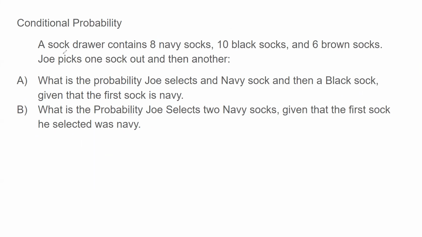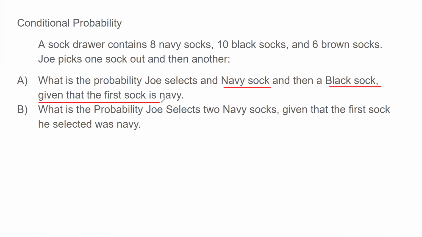Then the last one I got here is a sock drawer contains 8 navy socks, 10 black socks, 6 brown socks. Joe picks one sock out, then another. So what is the probability Joe selects a navy sock and then a black sock, given that the first sock is navy? So we know he's picked out a navy sock. Okay. So there are 10 black socks left. And there are a total of 18 plus 6. So we have a total of 24 socks. Right, but he already picked one of them out and one was navy. So that means he has only 23 socks left. So it'd be 10 out of 23.